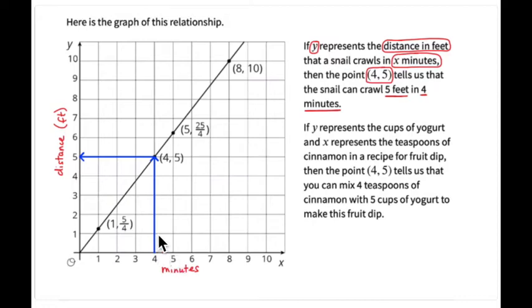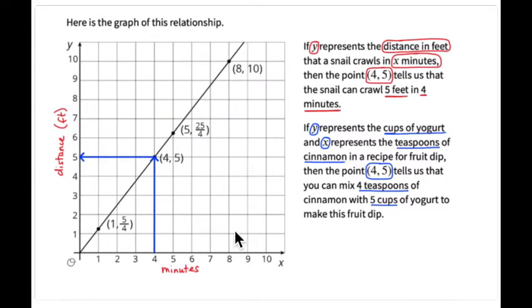tells you that it's 5/4 feet per minute. So it tells us the snail can crawl 5 feet in 4 minutes. So that's 5 feet per 4 minutes, which is 5/4 feet per minute. 5/4 feet per 1 minute. 1 minute, 5/4 feet.